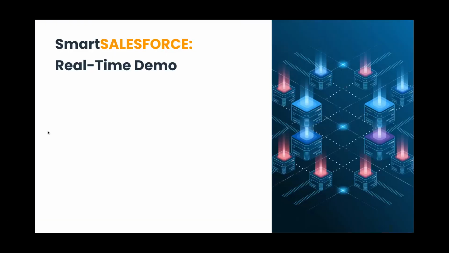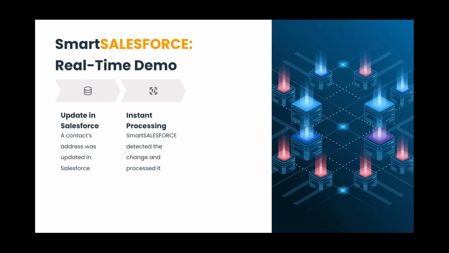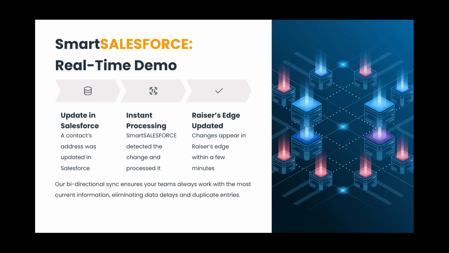So just summarizing the main points from that video. There was an update in Salesforce of a contact's address and then phone number, and then that pushed through to Raiser's Edge, where after Smart Salesforce detected the change, it appeared within a few minutes. And the sync can be bidirectional and can cover a lot of different bits of information.